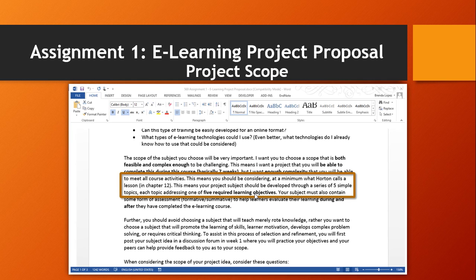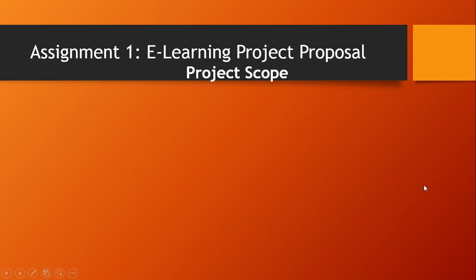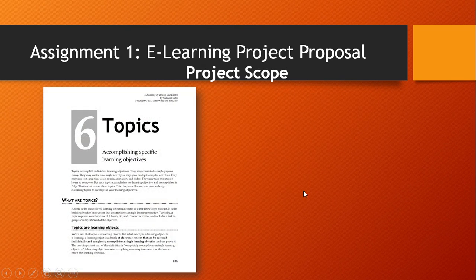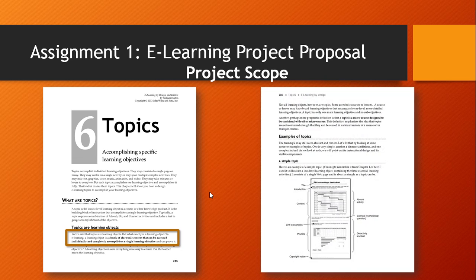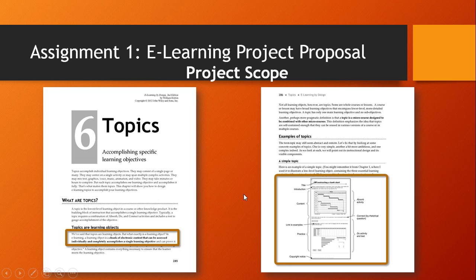The proposal is just going to be the beginning stage of this. So if you review chapter 6, which talks about topics, it tells you that a topic completely accomplishes a single learning objective. And furthermore, it gives you an example of what a simple topic looks like. And if you can see here, it can just be a single web page as long as it is complete with all the elements that it requires, including the observe, connect, and do activities.